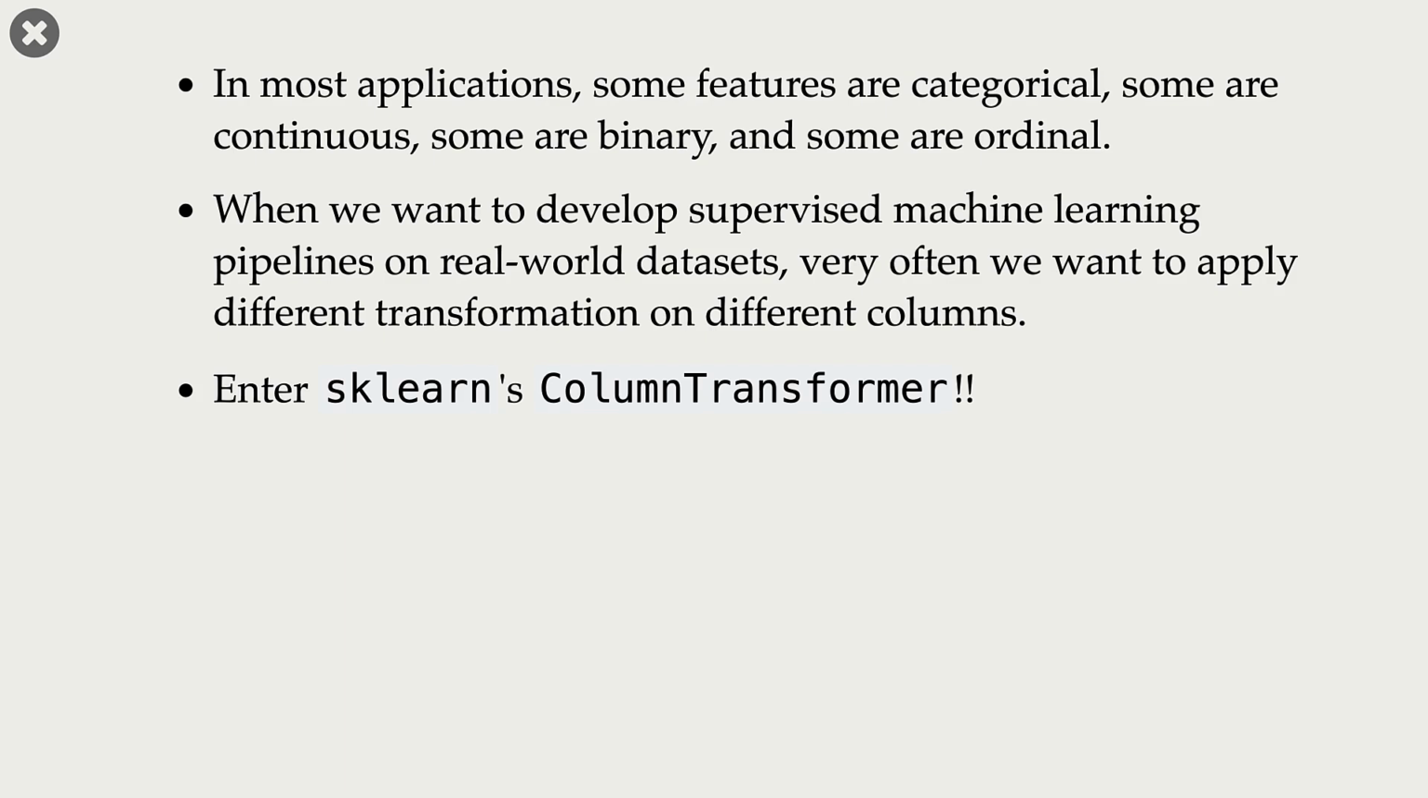Now, very often in most applications, we have a variety of features and we want to apply different transformations on different features. Now, you cannot really do that simply using pipelines. In a pipeline, for example, you can chain together different transformations. So you can chain together, say, simple imputer and scaling, or simple imputer and one-hot encoding. But it doesn't really make sense to chain one-hot encoding and scaling, right?